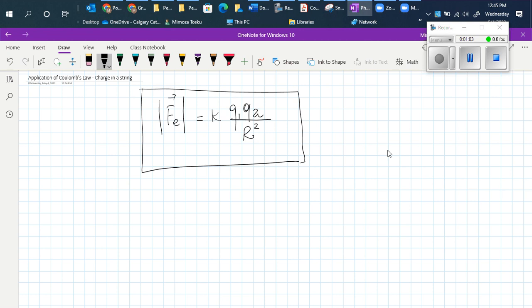Now, force is a vector quantity, so we identify the direction, since any vector has magnitude and direction. We identify the direction using the general law of electricity, which says that same charges will repel and opposite charges will attract each other.